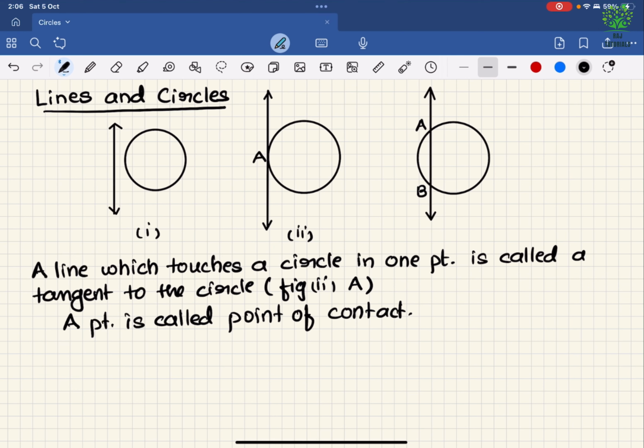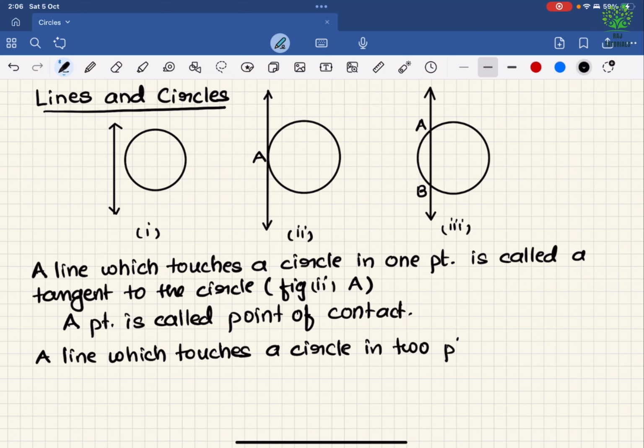Or the contact point. Now in the third figure, if you see carefully, the circle is touching to 2 points on the line. So such a line which touches the circle in 2 points is called a secant. So I can say a line which touches a circle in 2 points is called a secant. Figure 3.